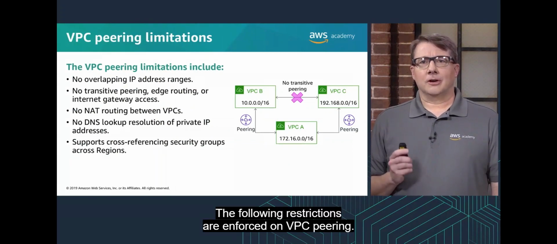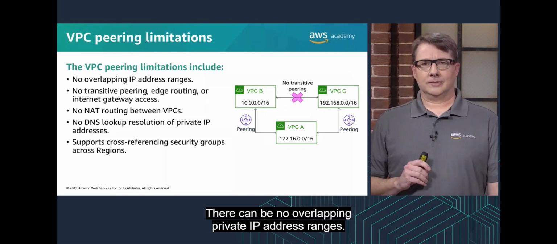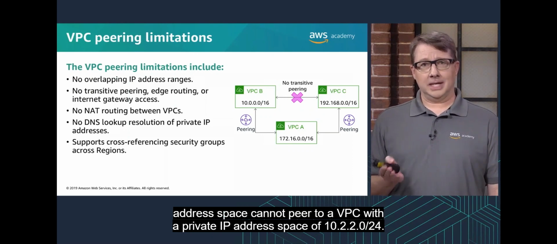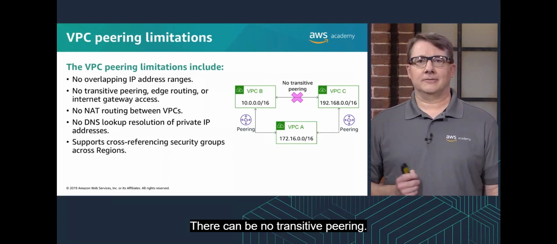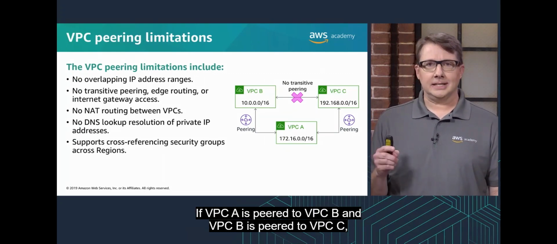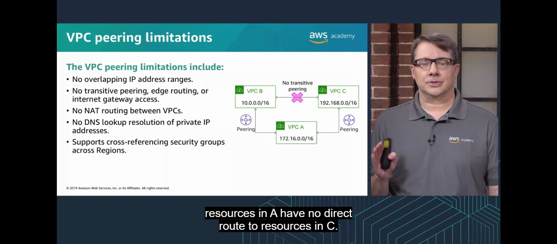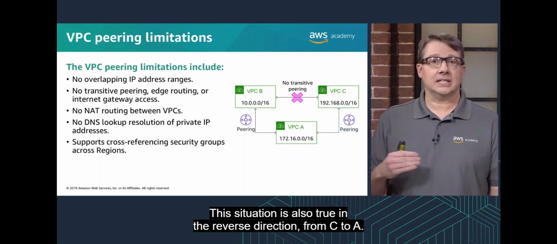The following restrictions are enforced on VPC peering. There can be no overlapping private IP address ranges. For example, a VPC with 10.2.0.0/16 private IP address space cannot peer to a VPC with a private IP address space of 10.2.2.0/24. There can be no transitive peering. If VPC A is peered to VPC B and VPC B is peered to VPC C, resources in A have no direct route to resources in C. This situation is also true in the reverse direction from C to A.